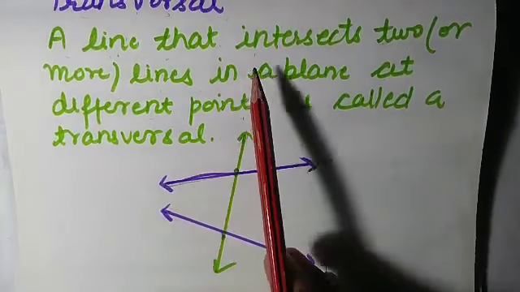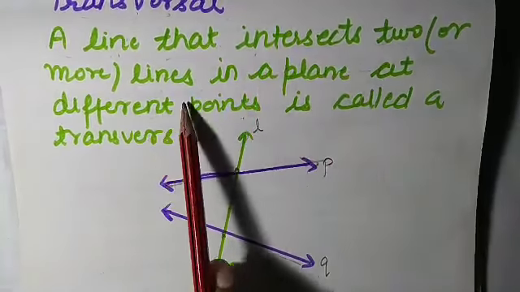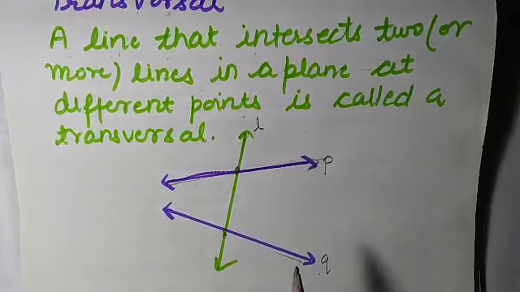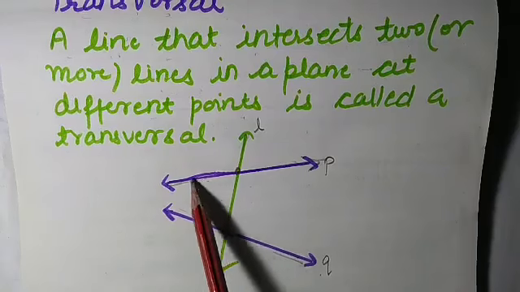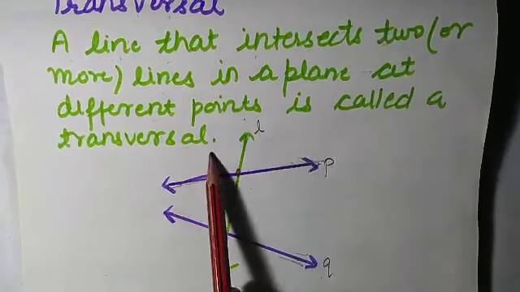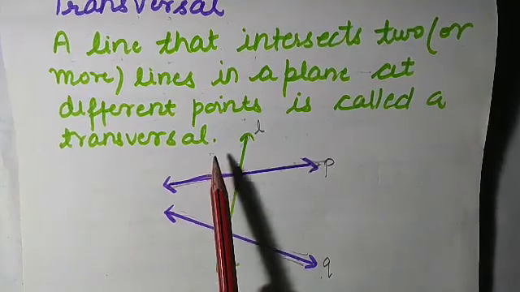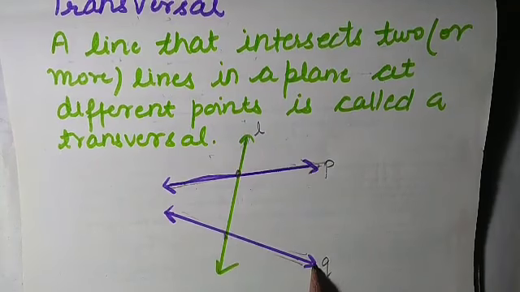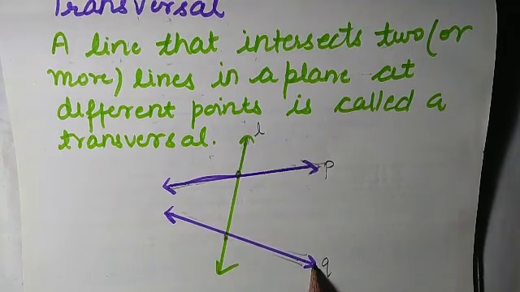Okay, the line which intersects two or more lines. Here in this case I am taking only two lines. The line that intersects two lines in a plane at different points is known as a transversal. Simply, it means it is a line which intersects two or more lines at different points.